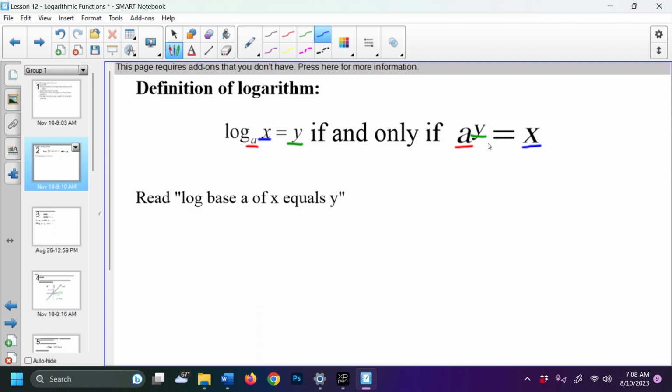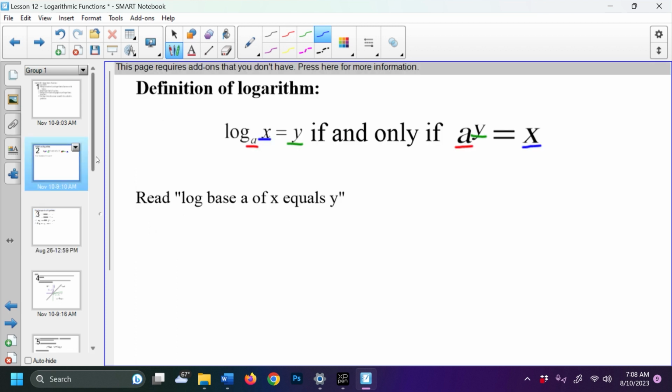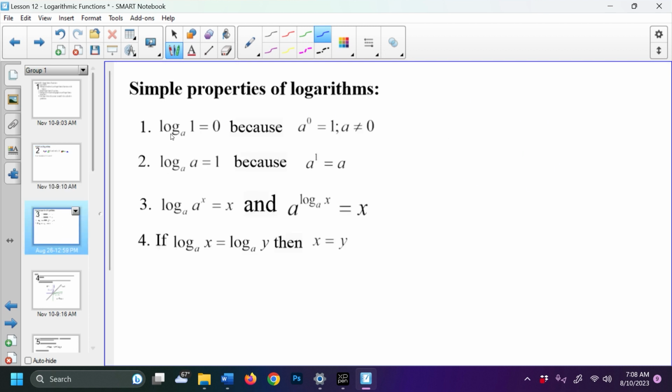Now, once we determine that definition, we can come up with some very simple properties that we will use quite extensively. All of these simple properties of logarithms are based solely on that definition. They are converting from logarithmic form to exponential form. Log base A of 1 is equal to 0 because if I take the base of the logarithm and I make it the base of the exponent, and I take what the logarithm is equal to and I make it the exponent, well, clearly anything to the 0 power is 1 as long as a is not equal to 0.